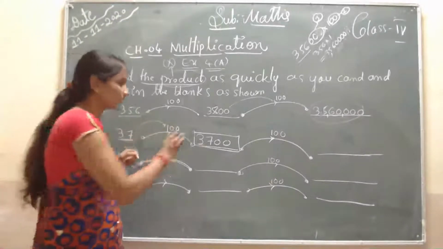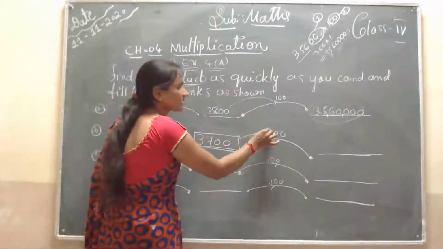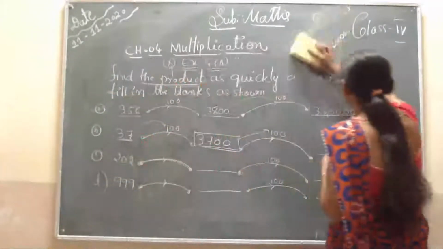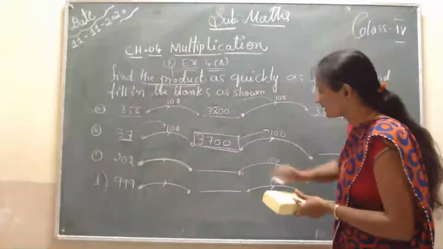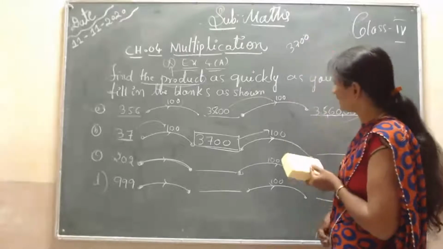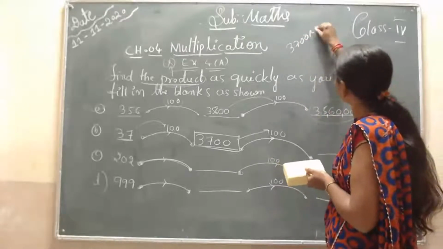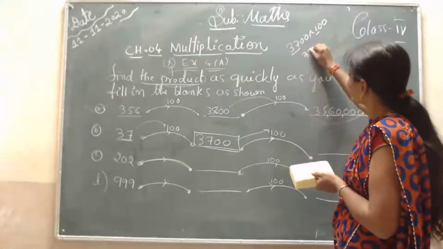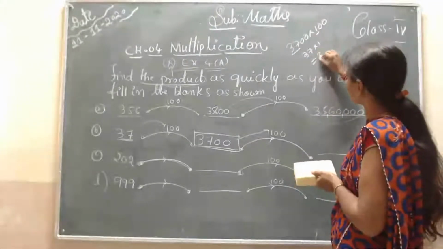3,700. So next, 3,700, you have to multiply by 100. Multiplying by 100 means you have to use the same method. Students, what do we have here? 3,700 into 100. So first you have to multiply the numbers: 37 into 1, that is 37.